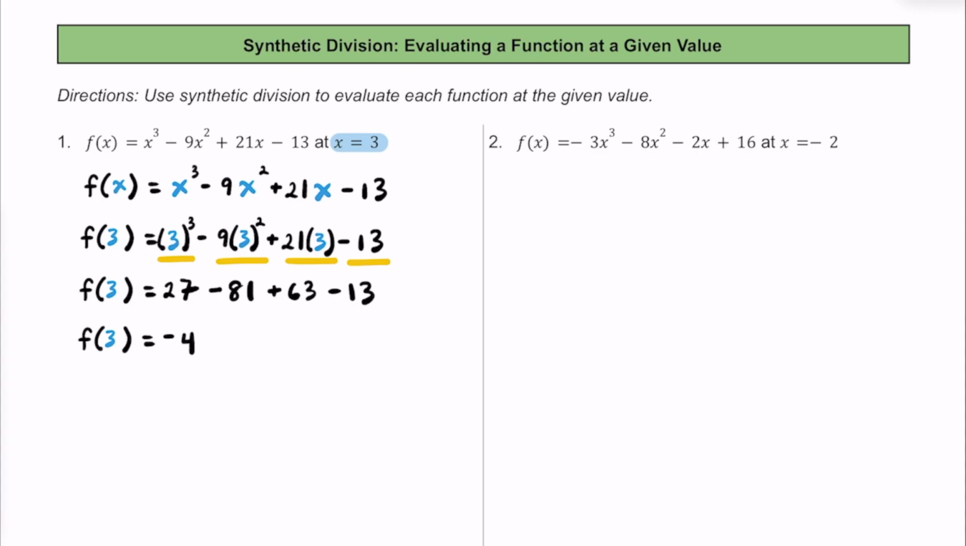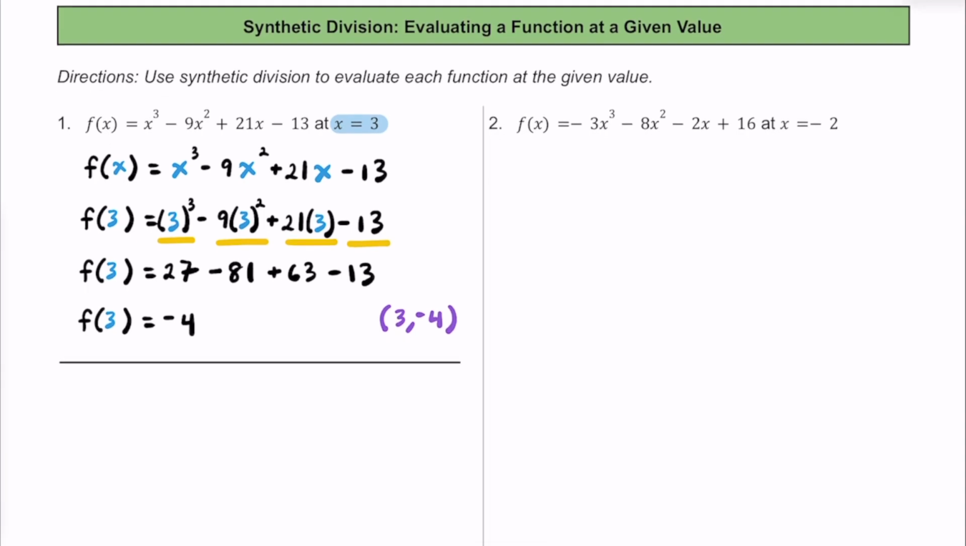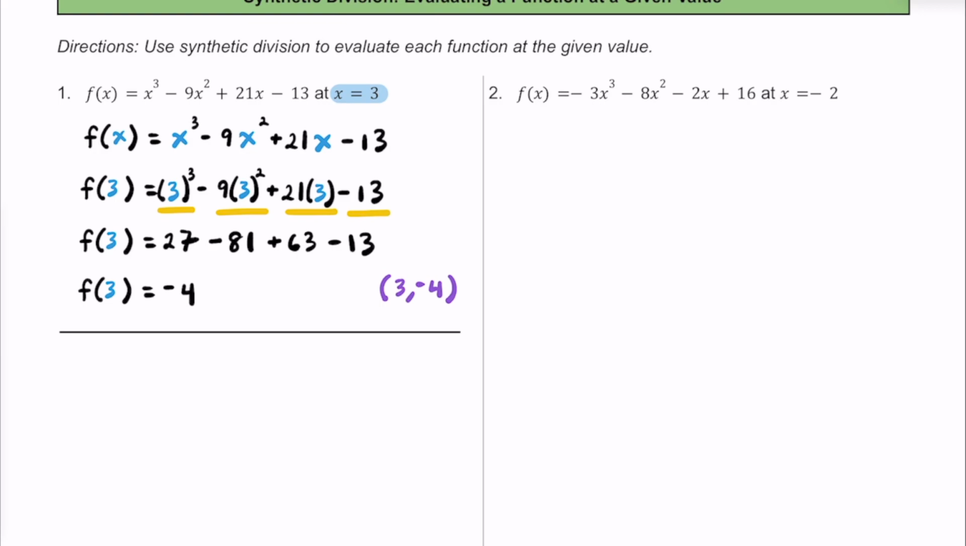All that really means is that when x is equal to 3, this whole function is going to be equal to negative 4. So if we were looking at this function, we would know that a point on this graph, or on this polynomial function, is going to be 3 comma negative 4. This would be a point along the graph. All right, so that method right there takes a little bit of work, right? So there must be a better way, and we can use synthetic division to do this a little bit quicker.